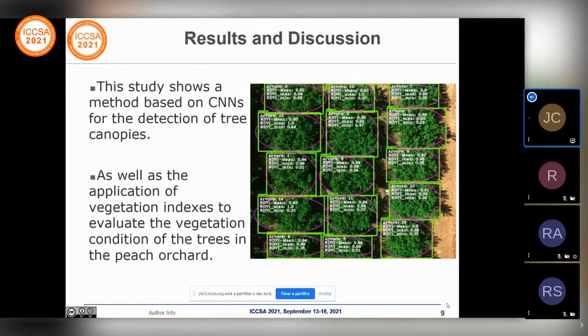This image shows the visual results obtained in the test image from the Quinta Nova orchard. The rectangles represent the trees detected by the faster region-based convolutional neural network model, and the ellipses are the regions of interest obtained from the rectangles found, in which the vegetation indexes corresponding to each tree are obtained.